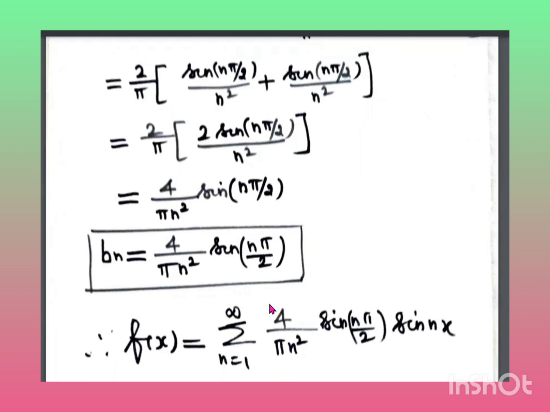After finding the bn value, you have to substitute it in the Fourier series. f of x is equal to summation n equal to 1 to infinity 4 divided by pi n square sin n pi by 2 into sin nx.